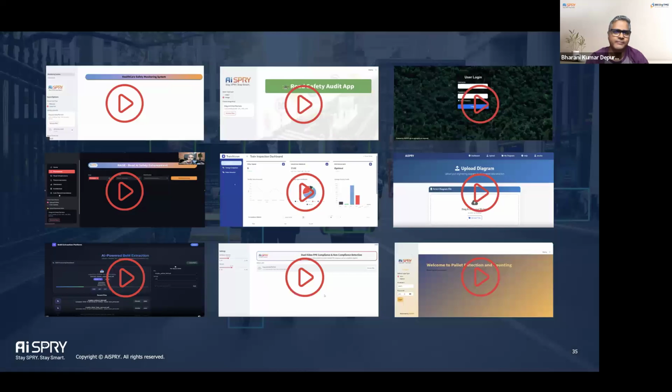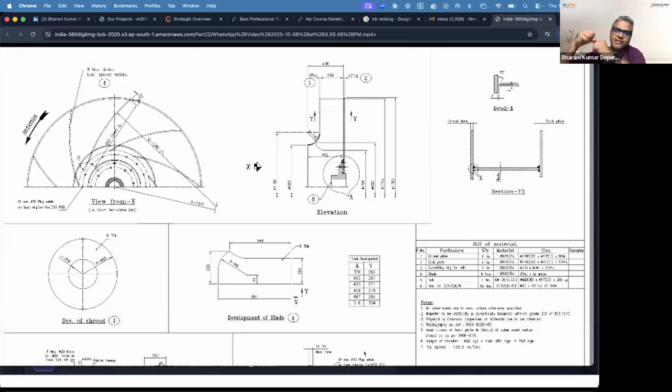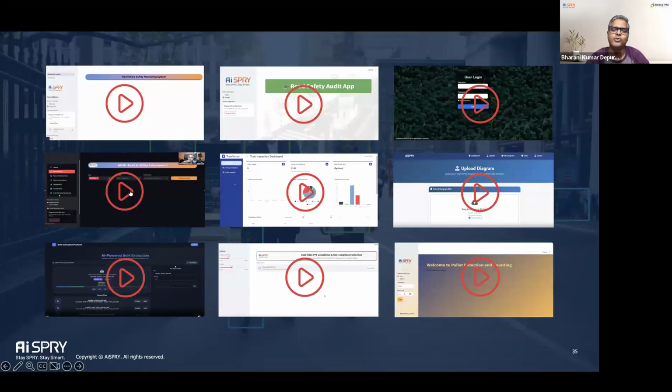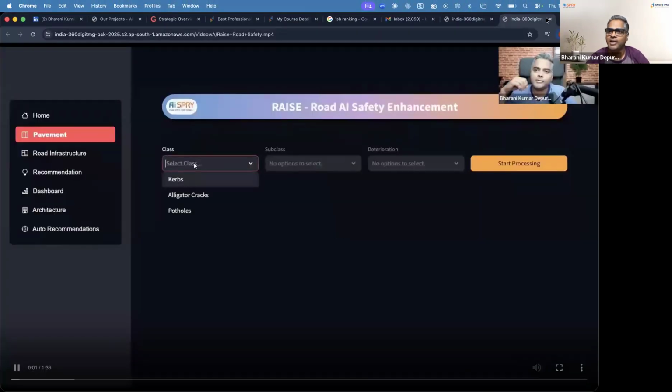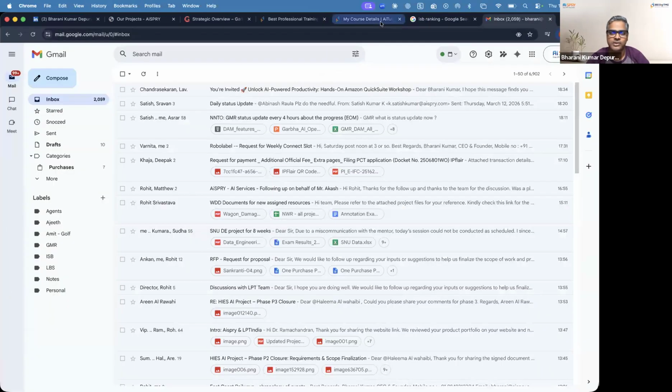Then we again did multiple projects. One is for Reeds, which is a German-based company, where you just need to upload these construction drawings and our solution will extract the details and create a table automatically. And road safety, I think we already have the solution here. Let me go there and show you.